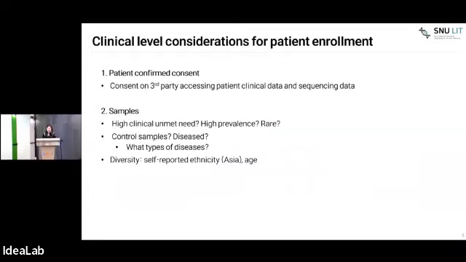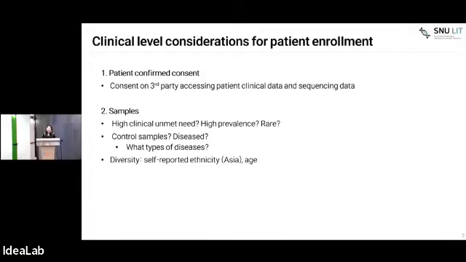Now I want to discuss important considerations when building an atlas based on our lab's experience. At the clinical level, I would like to emphasize three factors. First, patient's confirmed consent. Second, sample selection. And third, the metadata. To start off, regarding the patient confirmed consent, we highly recommend obtaining the IRB documents that state consent for the third parties to have access to patient clinical and sequencing data. This will enable you to share data to global initiatives such as HCA.